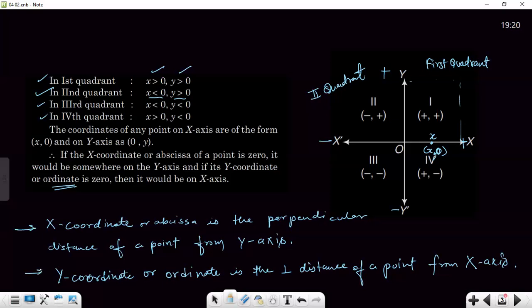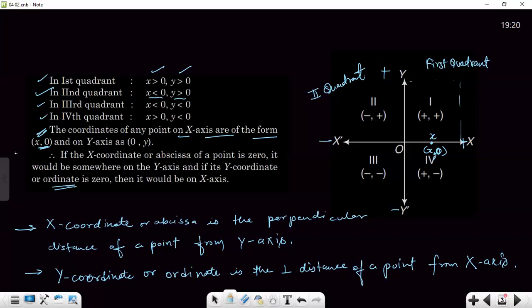Now coming to the point we were discussing here, the coordinates of any point on the x-axis are of the form (x, 0), because any point on the x-axis is lying on the x-axis. So the distance between the x-axis and the point is 0. The y-coordinate is going to become 0.